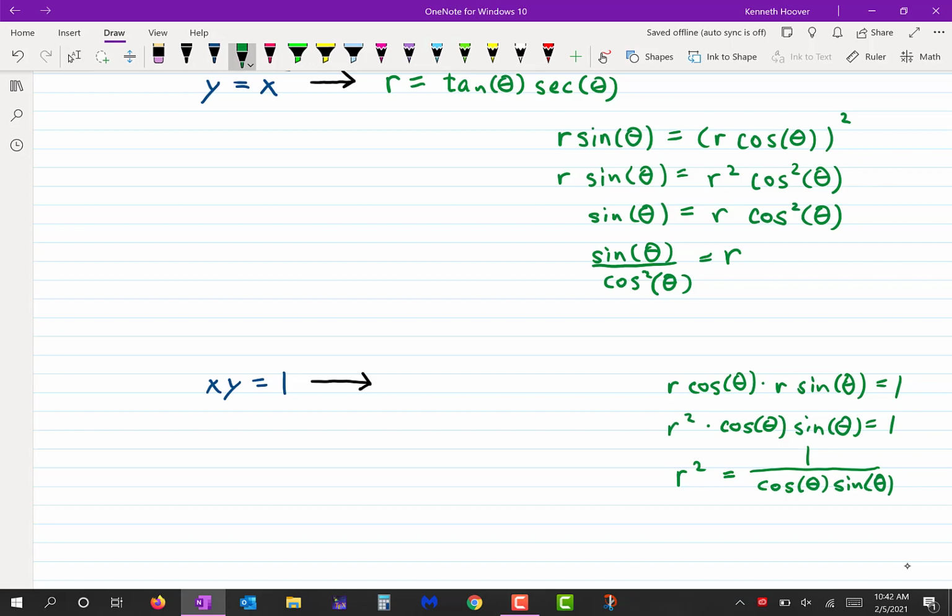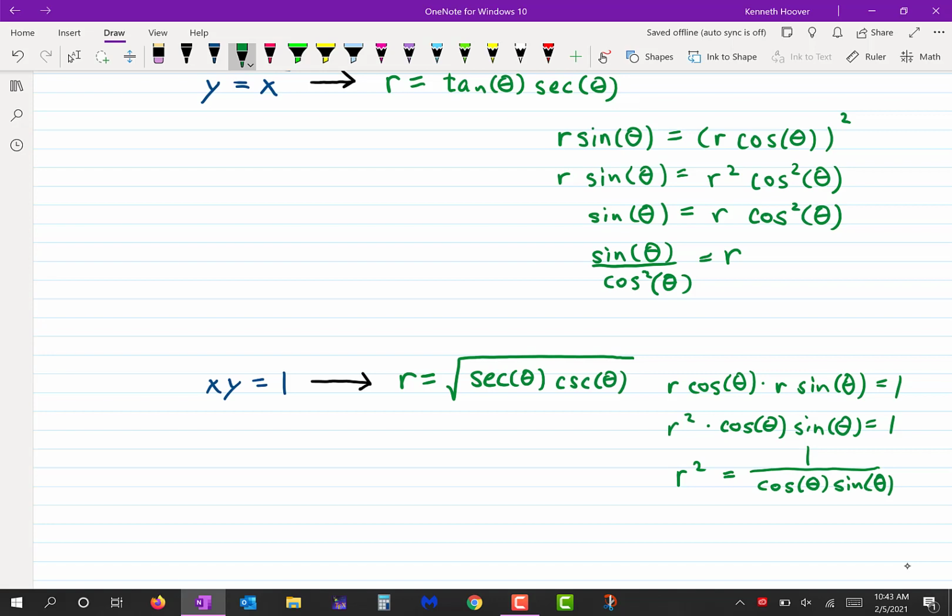So what I'm going to write over here for my equation is r equals 1 over, actually, you know what I'm going to write instead of 1 over? I'm going to write secant times cosecant, and then it's going to have a square root, because secant times cosecant, that's what r squared equals. So for r, I'm going to write the square root of secant times cosecant. Okay, that's very straightforward, because you just replace x with r cosine theta, and you replace y with r sine theta.